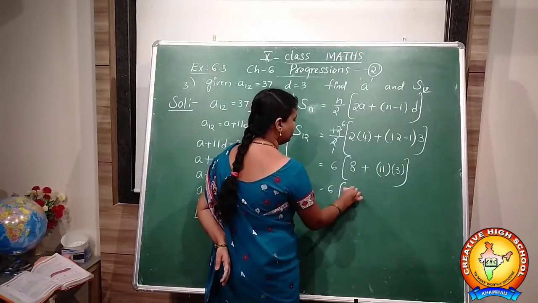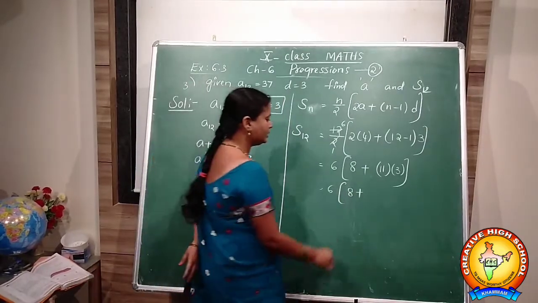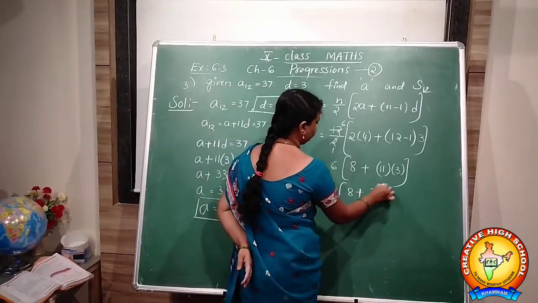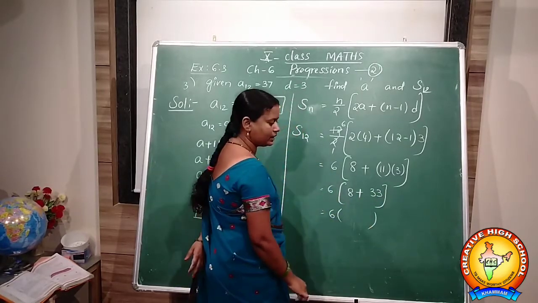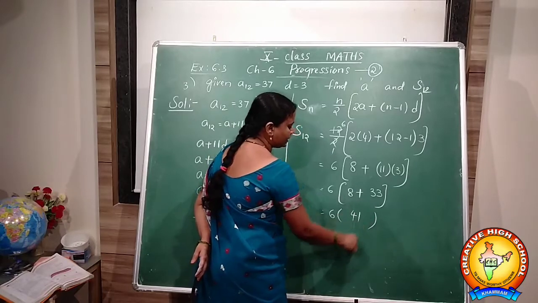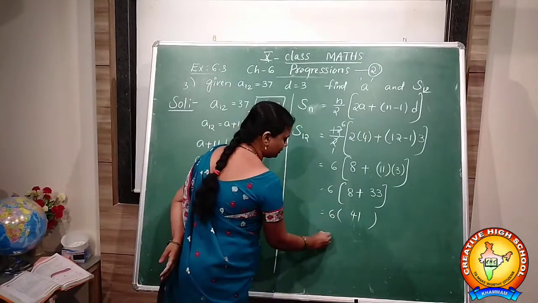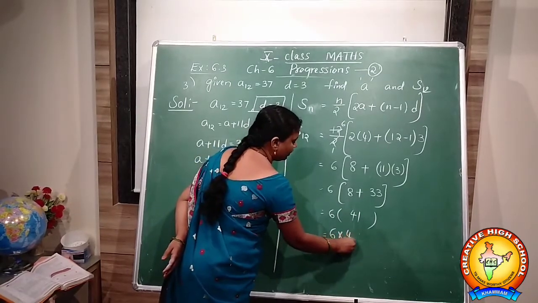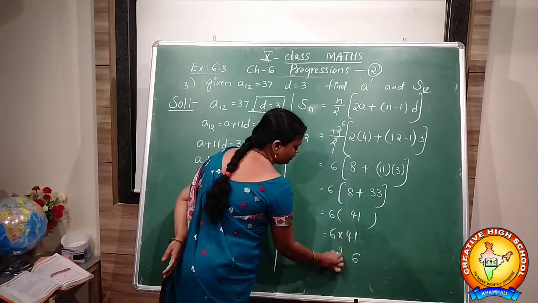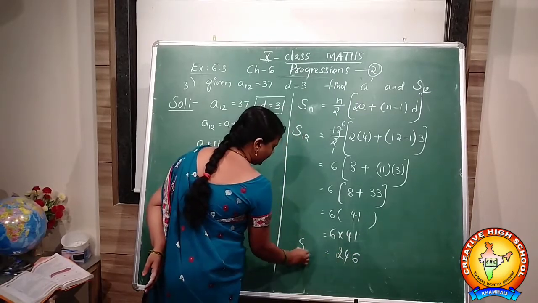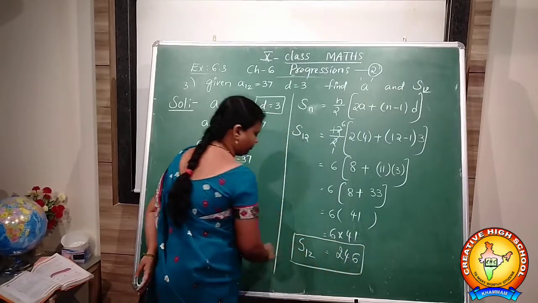So 6 into (8 plus 11 threes are 33). So 6 into (33 plus 8). 33 plus 8, it will become 41. 6 into 41. 6 ones are 6. 6 fours are 24. So S12 is equal to 246.